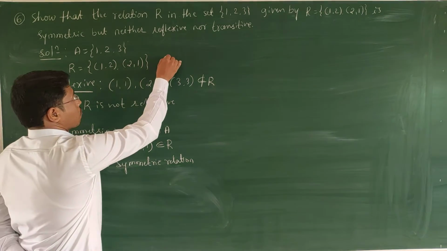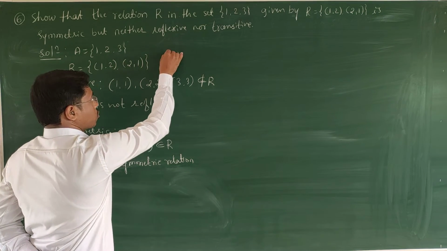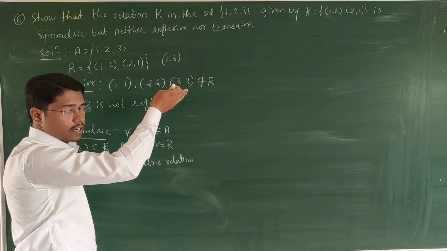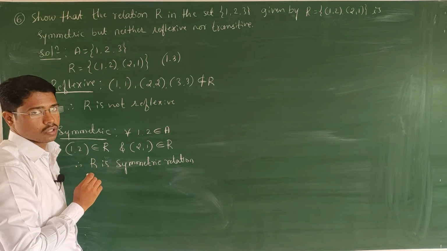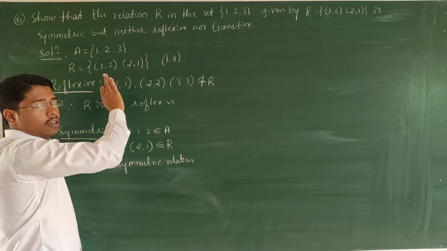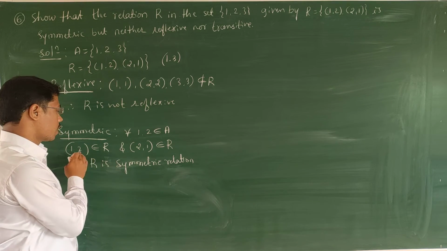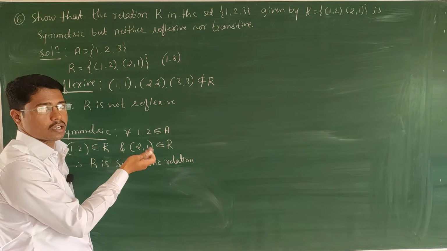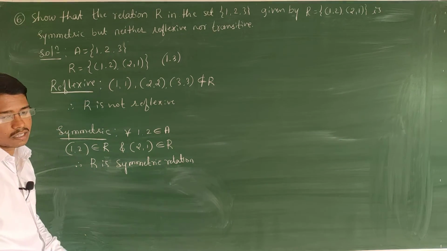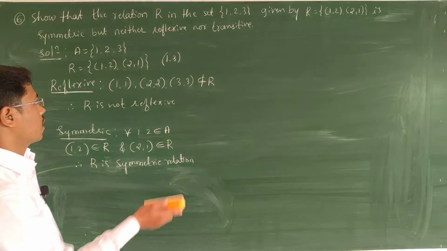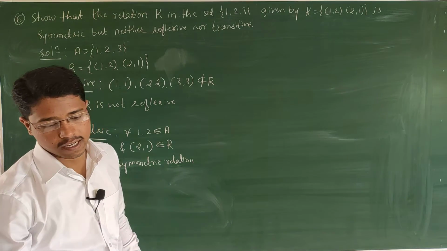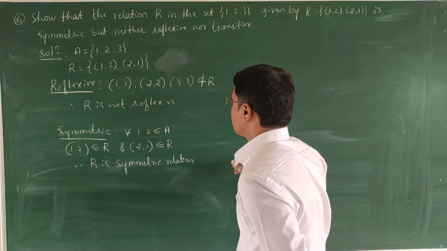Suppose 1, 3 is in the relation and 3, 1 is not, then it is not a symmetric relation. So 1, 2 and its other reverse order pair 2, 1 belong to R. Therefore A, B belongs to the R and B, A belongs to the R. It means R is a symmetric relation. Okay. Next, transitive.